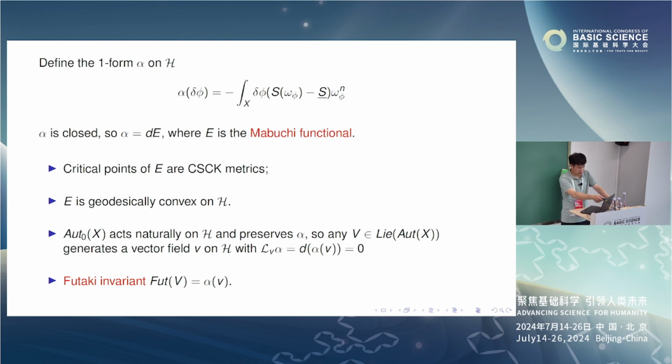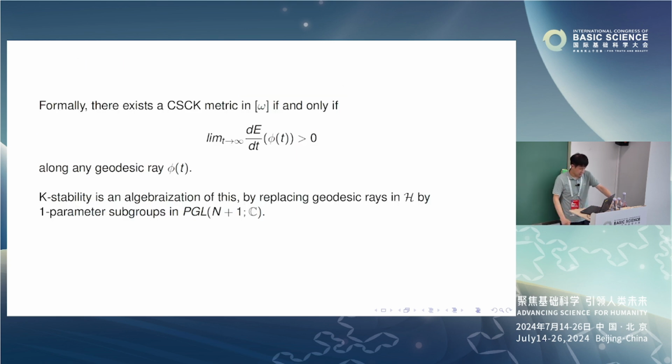And of course, if you have a cscK metric, then you just evaluate at that point, alpha is 0, so the Futaki invariant has to be 0. This does not depend on the choice of the metric, right? So it's constant on the space.